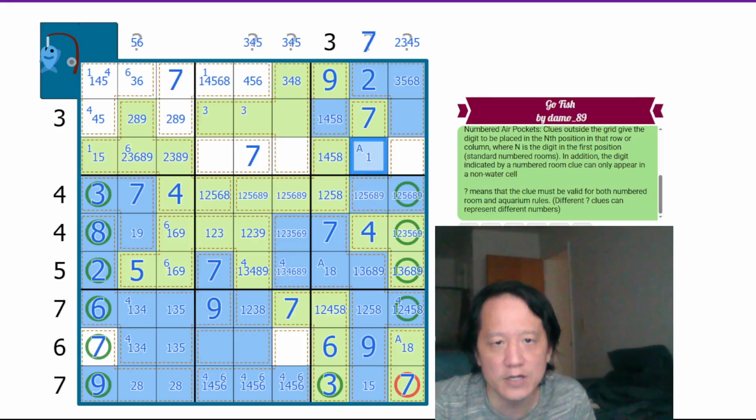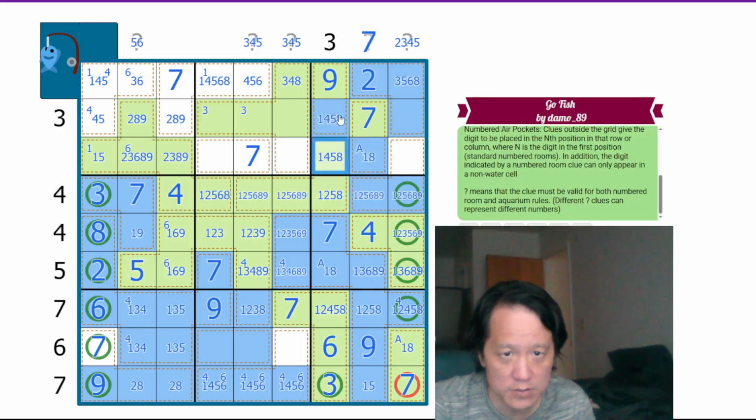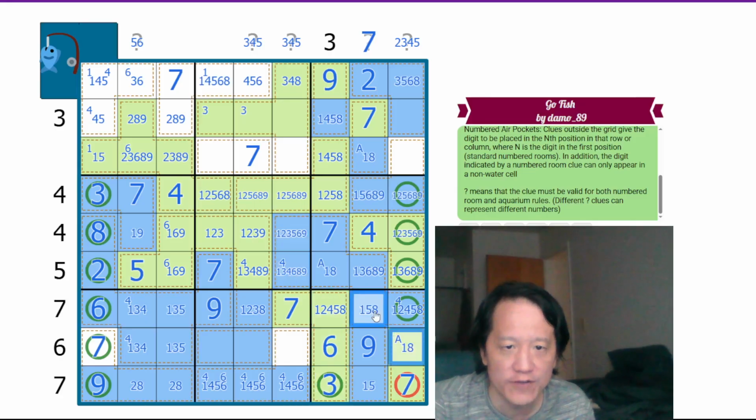This is 1 and 8. 1 or 8, I should say. No more 2 here, no more 2 here. These digits have to be 3 and 6, and then 1 out of these. We have a 1, 5, 8 triplet in column 8 and in box 9.